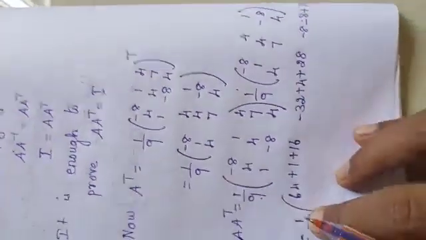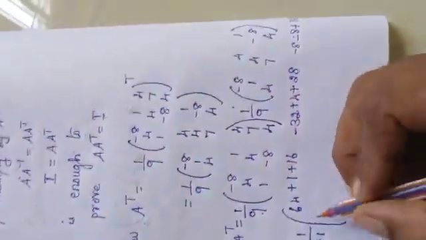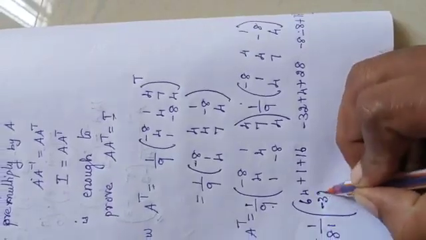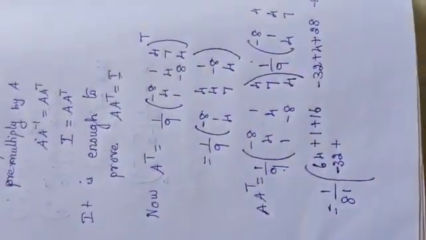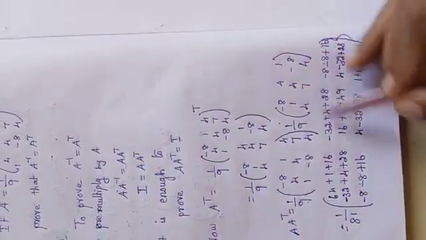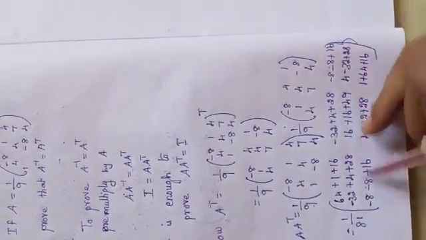See here, now the second row. 4 into minus 8, minus 32, plus 4, plus 28. Since you know the matrix multiplication, I have written all the values. Now shall we simplify it?